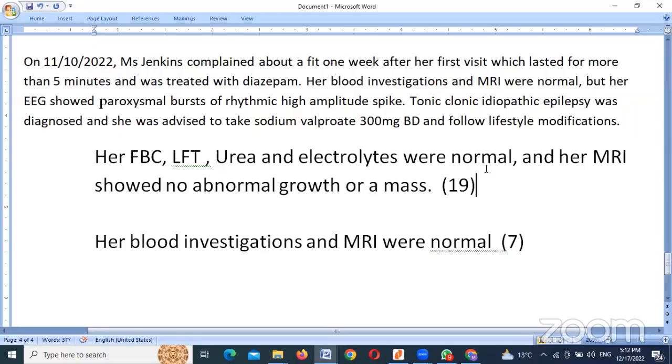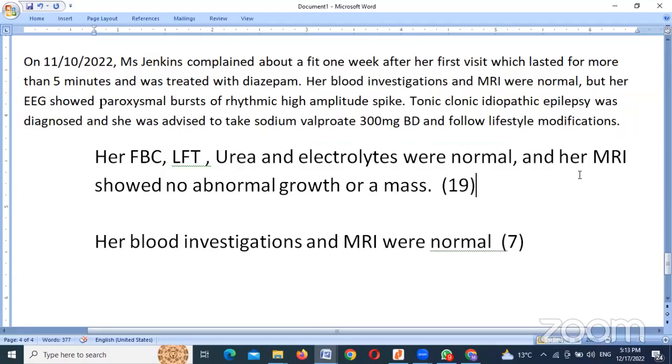So both the things are normal. ECG means blood investigation. These are blood investigations. These are normal. And here is MRI. Both are normal. I don't need to write normal separately for blood investigation, then normal separately for MRI. Okay, this is conciseness. This is where you will get marks.